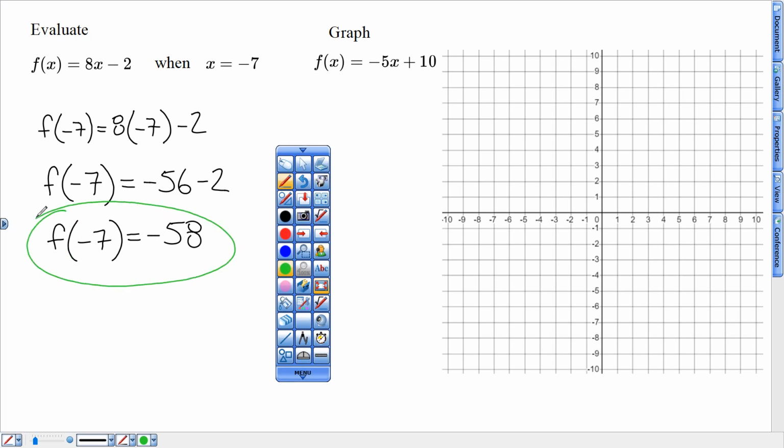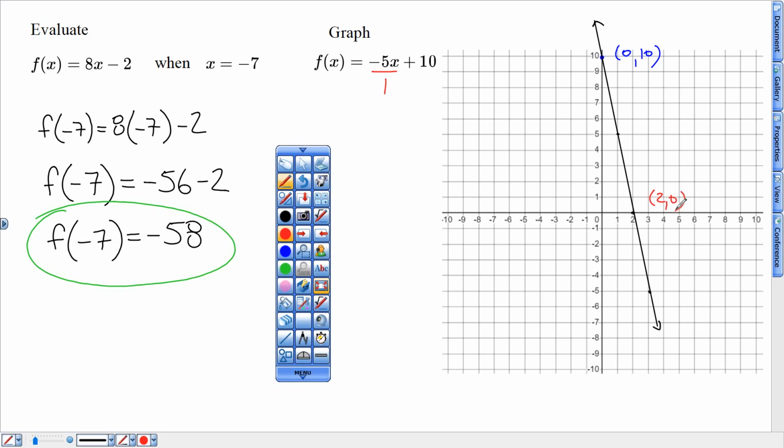All right, graphing. Here I go. Start at 10 on the y-axis. This tells me to go over 1, down 5, right 1, down 5, right 1, down 5. Draw a line through that. Nice and neat, straight line, best you can. Put arrows on either side. Label the y-intercept, 0, 10. Label the x-intercept. This is 2, 0.